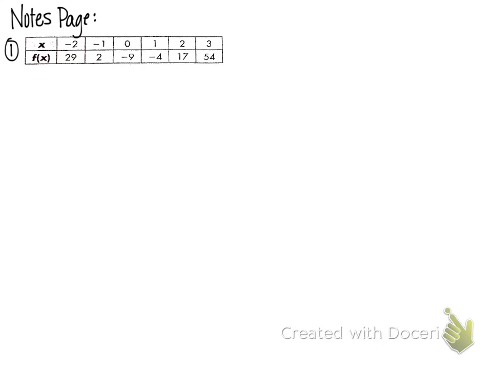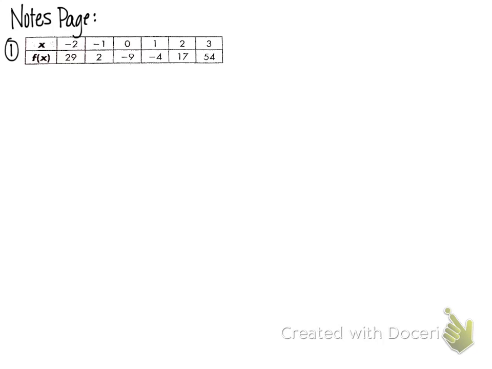Alright, so pull out your notes page. So let's take a look at this one. The notes tell us, first we've got to determine which type of regression we have, and then we're going to create the regression model. So let's go ahead and put this data in our L1 and L2. Now after we put the data in L1 and L2, we need to change our window in order to take a look at our data.